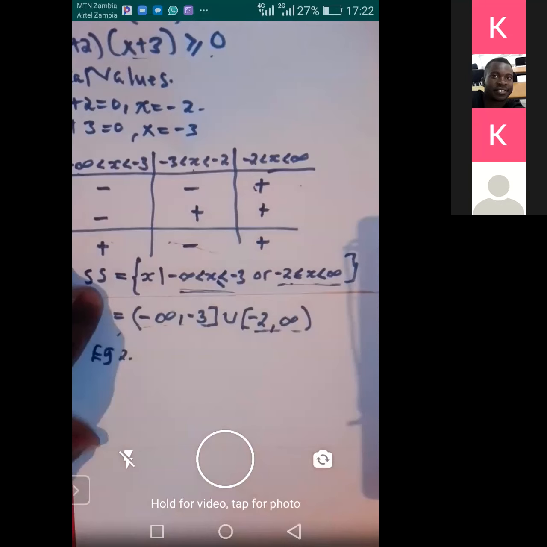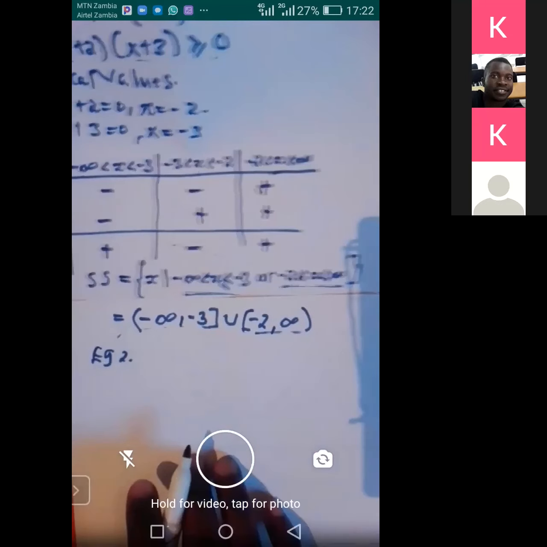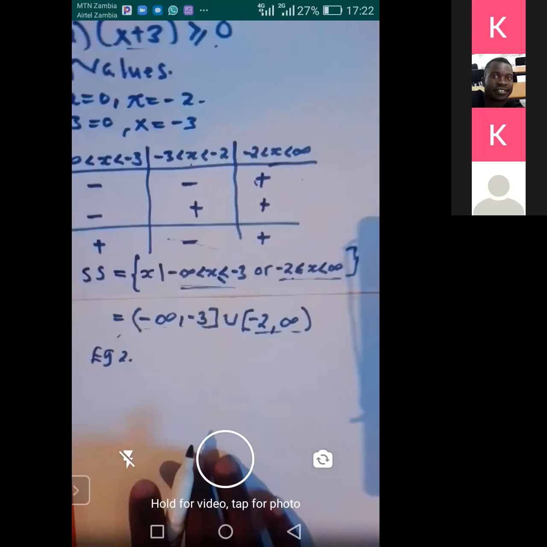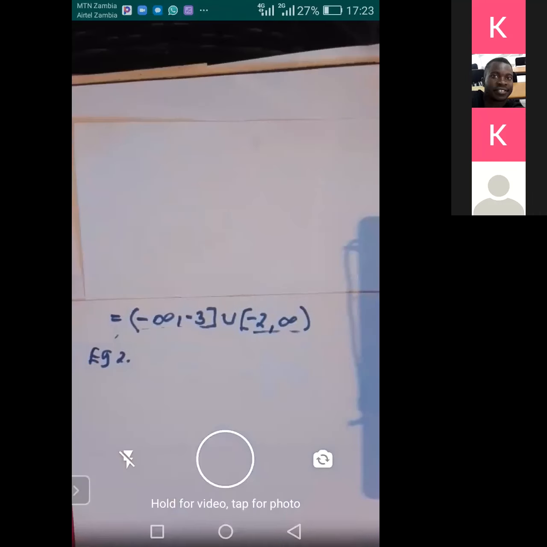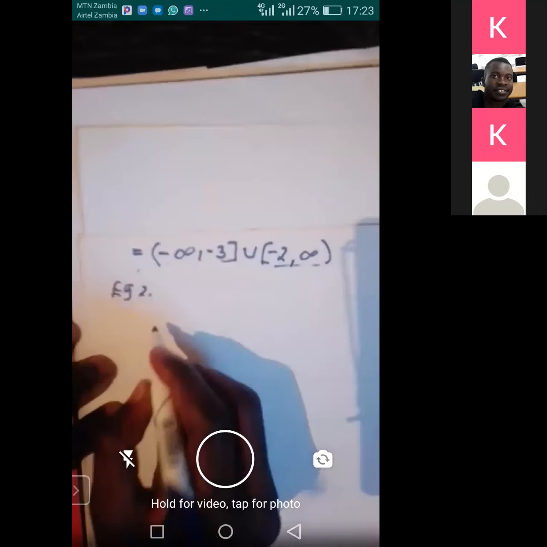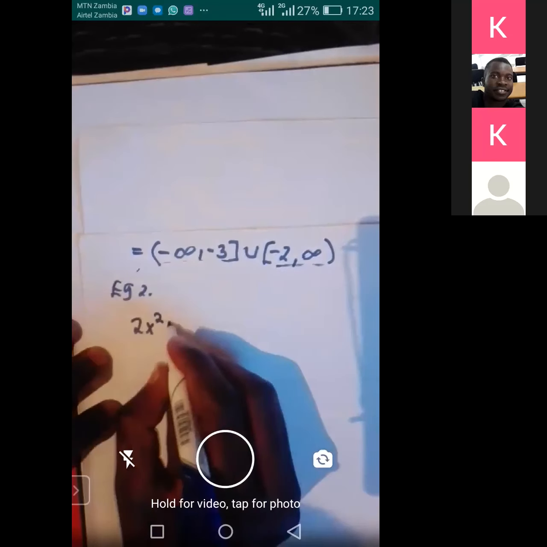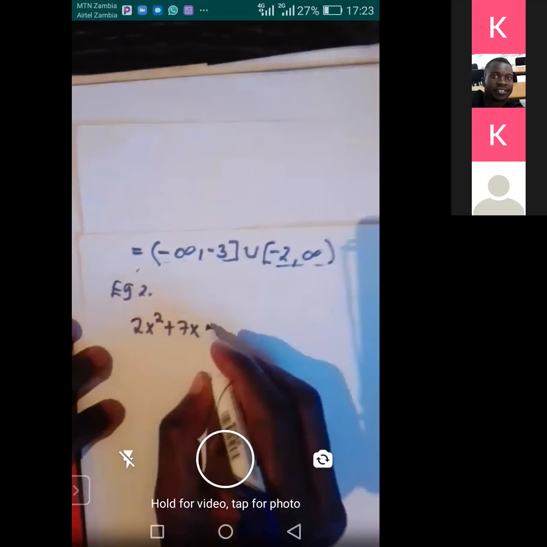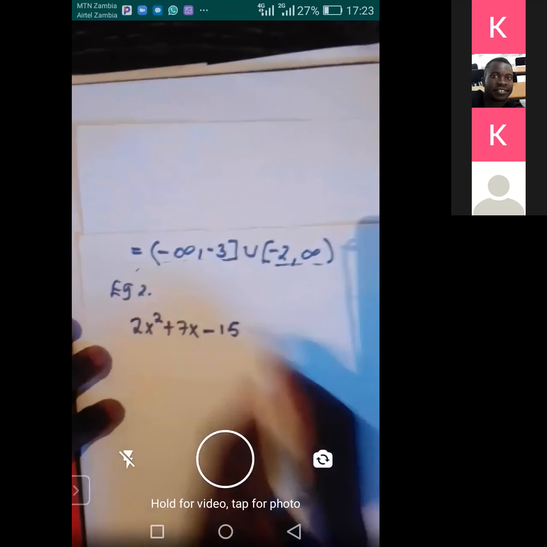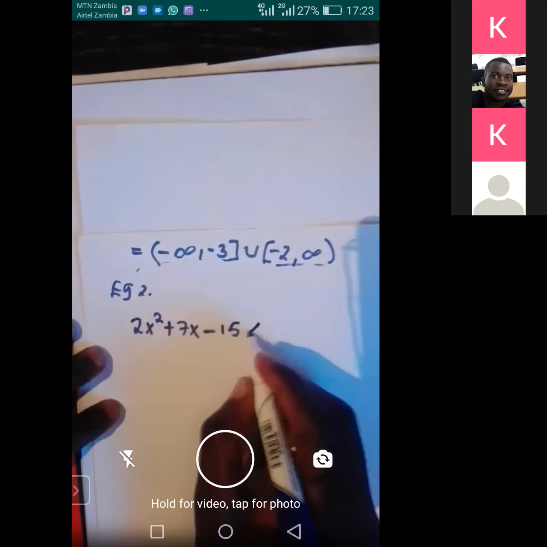So let us look at example 2. We are finding the solution set for 2x squared plus 7x minus 15 less than 0.